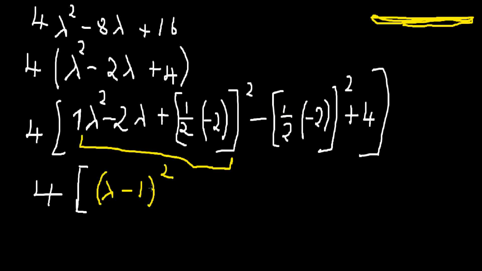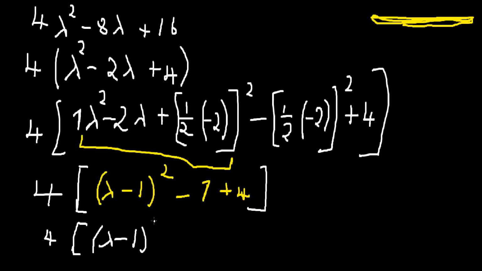So all of this can be written like this: minus, now this one is going to give us minus 1. Minus 1 squared is going to give us 1. So minus 1 plus 4. So this will be bracket close. So our final answer will be 4 into lambda minus 1, all that squared, plus 3.